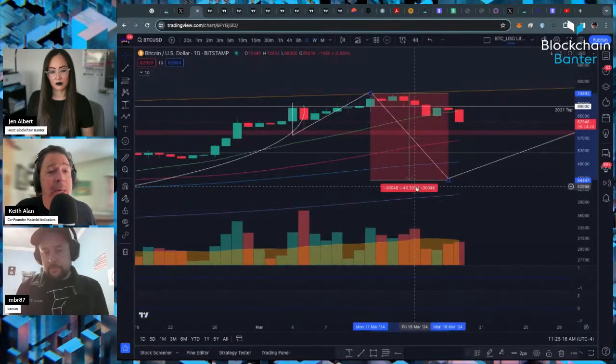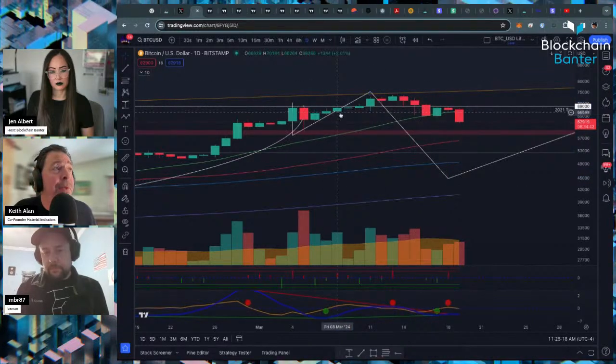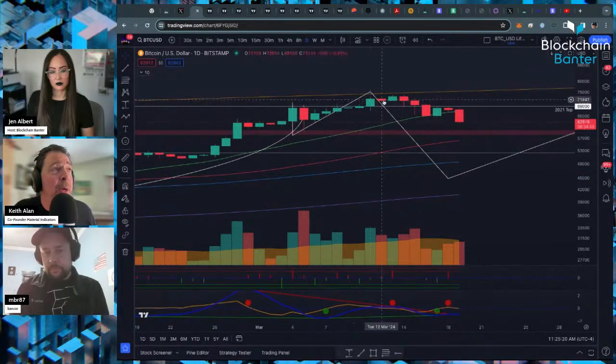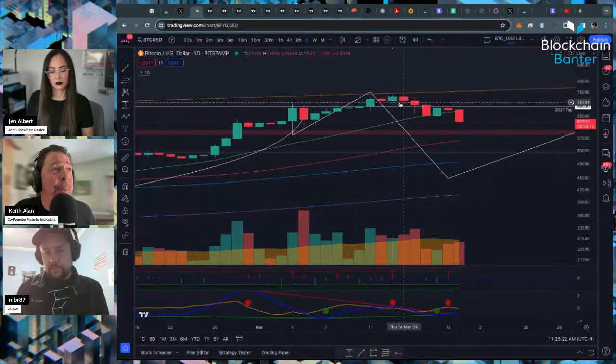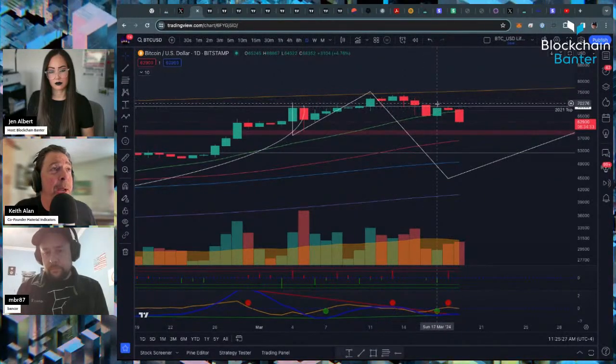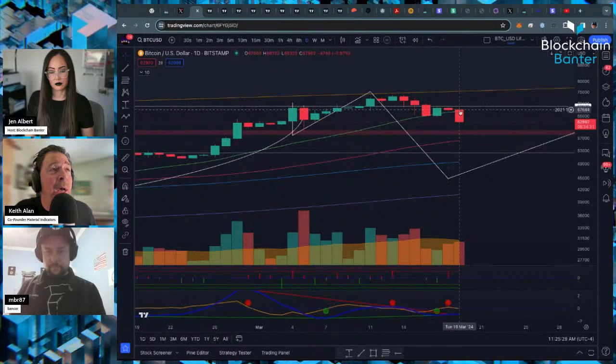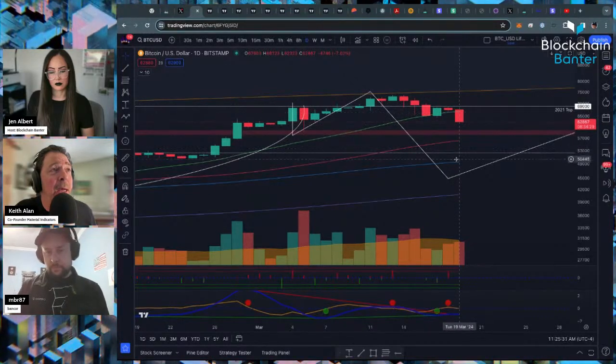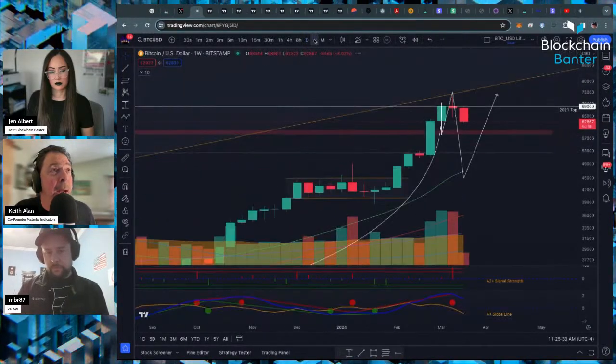Again, the rejection came from all of these failed attempts. Wicks below, one full candle body above, wick below, breakdown, failure to break back up, failure, and now losing the 21-day. I want that 21-week so bad. Oh my God.